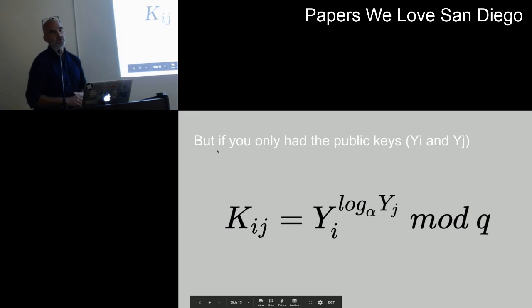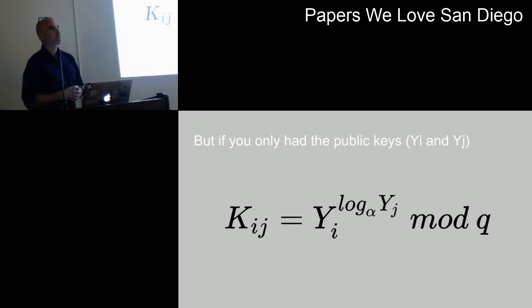So if you were trying to guess the key that was exchanged between these two people, the only way you could do it is to get each party's public key and try to compute it from this expression, which again is another discrete logarithm problem, and so presumably very computationally hard.